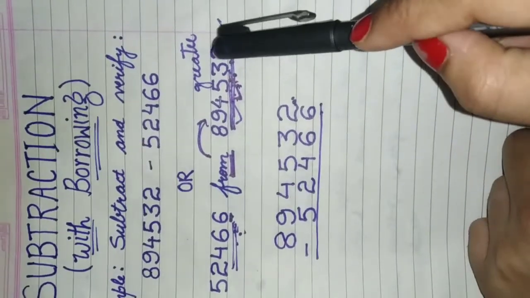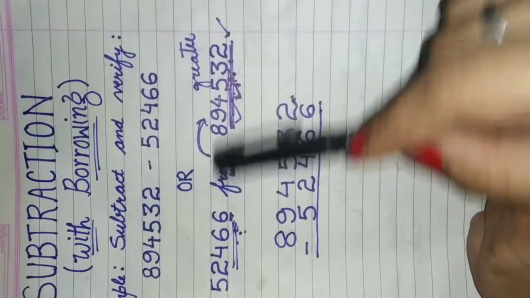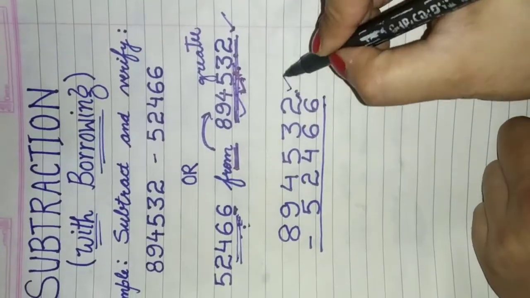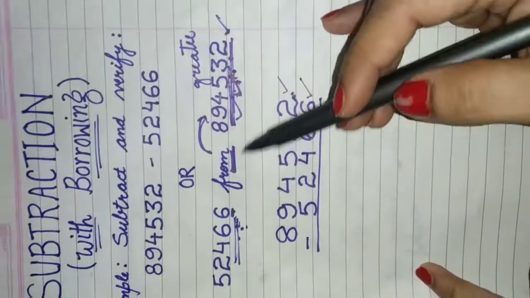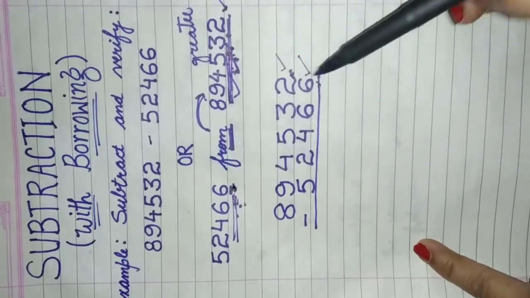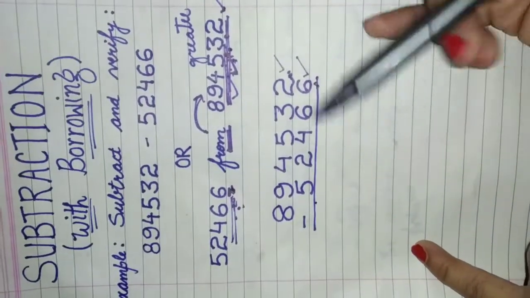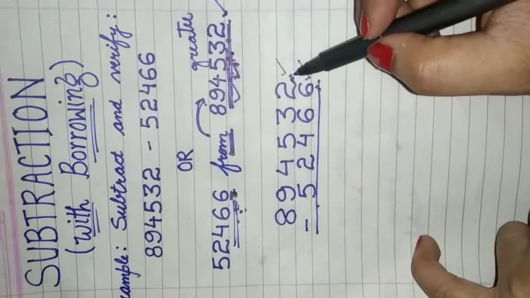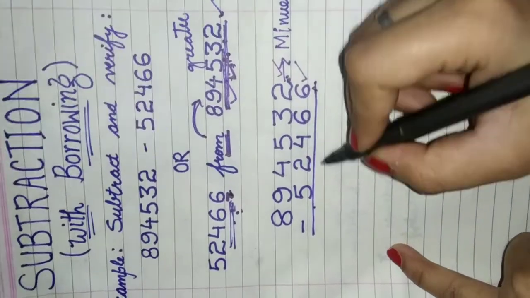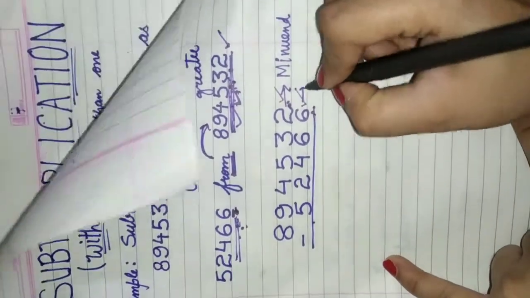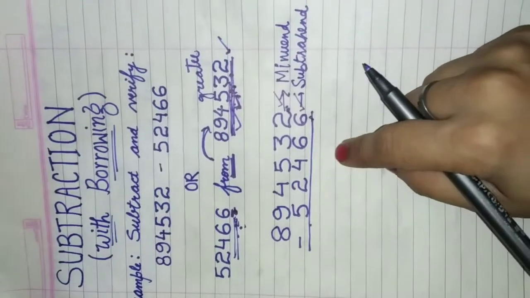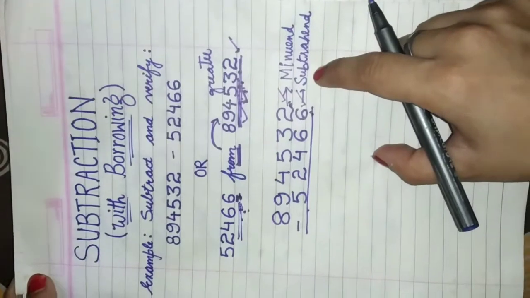I am going to write this number first at the top, and you have to arrange these two numbers in a vertical column. Firstly, write the greater number at the top, then write the smaller number at the bottom, and kindly arrange the digits starting from the ones place. The first number at the top is called the minuend. The smaller number in the subtraction is called the subtrahend. The result you get after subtracting is called the difference.